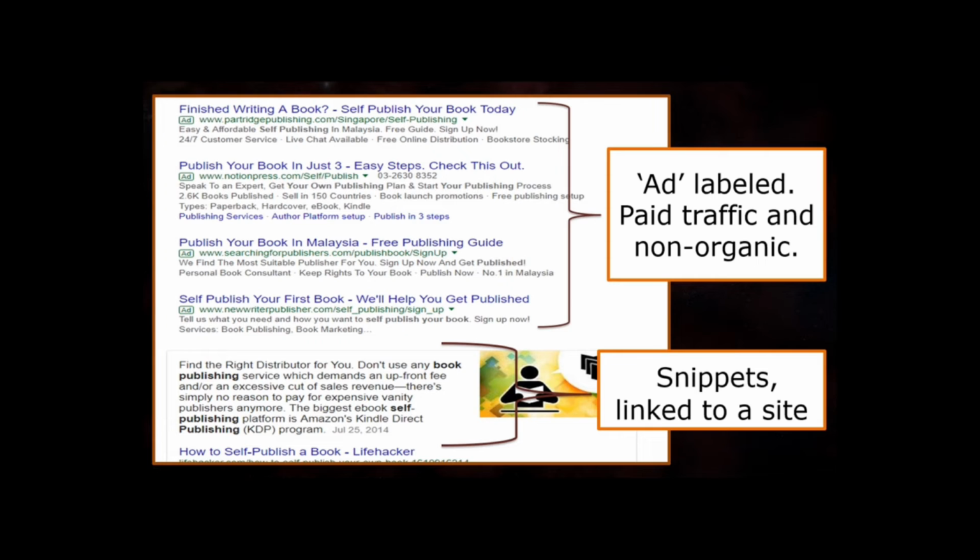Say, for example, you look up in Google browser how to publish your own book or simply publish your book. You'll see up to 10 search results from the first page. As you can see, the first 4 results have an ad label beside their link. These are paid traffic ads or simply non-organic results. Further down, as mentioned before, you may even see snippets linked to a site.